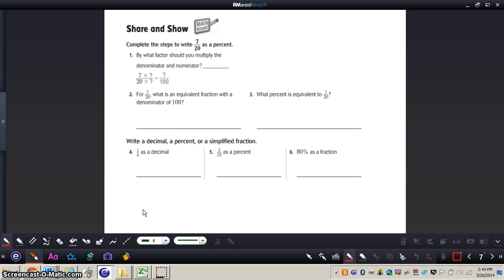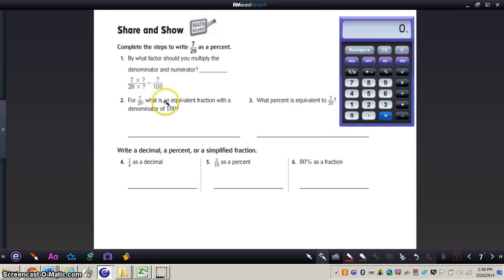Let's take a look at a couple more of these together. It says complete the steps to write 7/20ths as a percent. Now this is on page 256. It says, first of all, by what factor should you multiply the denominator and the numerator? So we need to think about 20 times what number equals 100. If we need to figure out 20 times what equals 100, we could even do division, 100 divided by 20. That's going to give us 5.